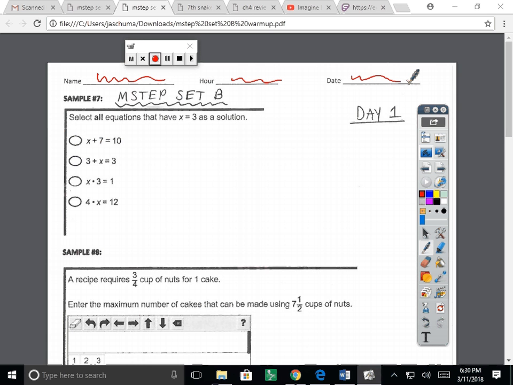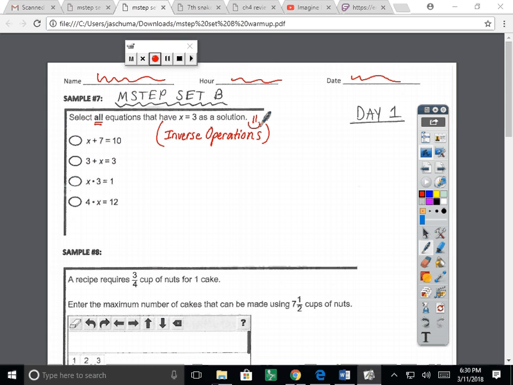Next, sample number 7 asked us to select all equations. This is a big hint, it's also bolded, all equations that have x equals 3 as a solution. Now, the work that you might show me here could be a little bit different. If you were in my 7th grade math class, you already know how to show inverse operations. So perhaps you are working on those now to prove your thinking. Inverse operations, this is a great idea.